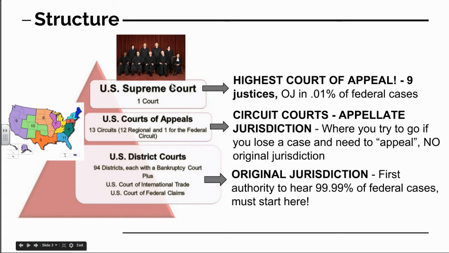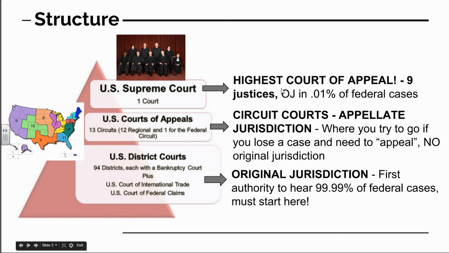Now, the Supreme Court, that highest court in the land, the highest court of appeal. If you lose at the circuit court level or the appeals court level, you may ask under a writ of certiorari, you may ask the Supreme Court to hear your case. Remember that they only hear a very, very small percentage of the cases people ask them to hear. But if they take your case, then your case may be appealed all the way up to the Supreme Court.